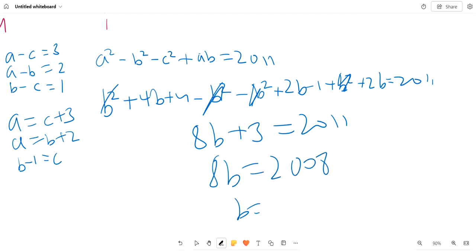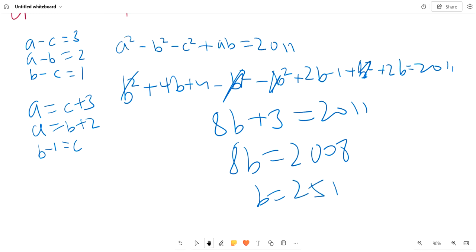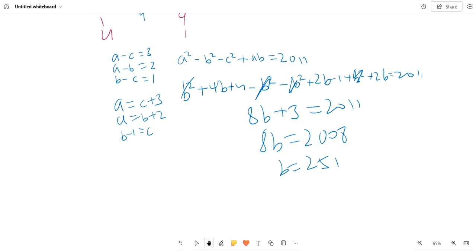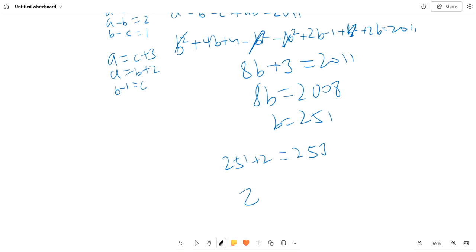And we get B equals to 251. And so this is an integer, which is good. So that means that this case works. And we add this to A, because we want to solve for A. And we get 251 plus 2 equals, I mean, yeah, no, it's 253. So the answer is just 253.